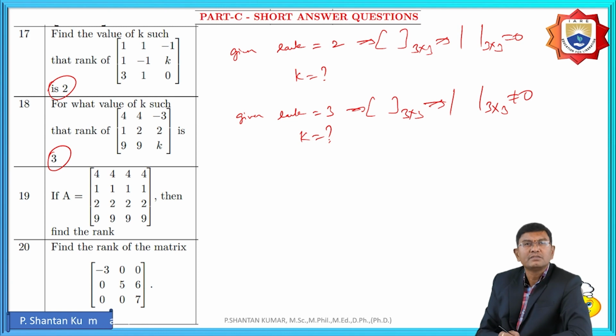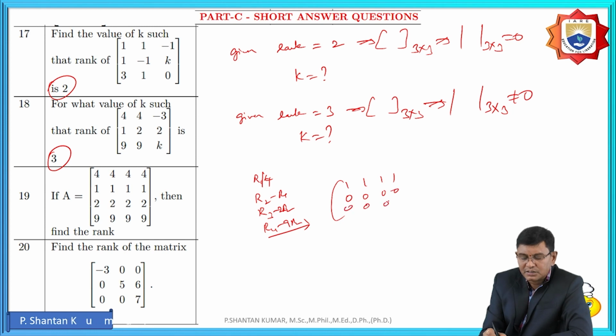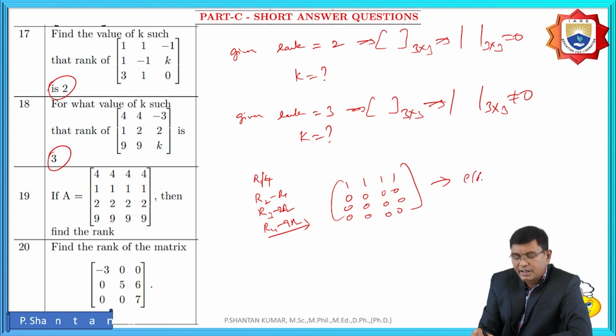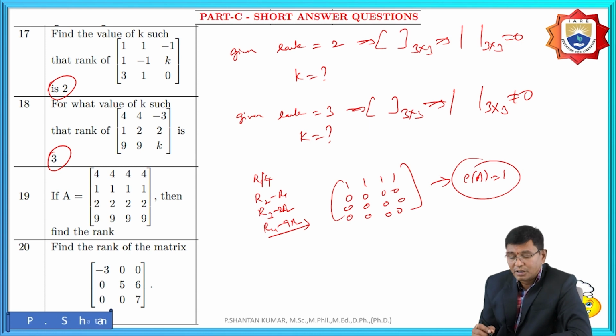And here also, while observing this matrix, it is a 4 by 4. We apply R1 minus R1 divided by 4, R2 minus R1, R3 minus 2R2, and R4 minus 9R2. Finally the matrix is reduced to 1 1 1 1 and rows of all zeros. Therefore the rank of A is 1, because there is only one non-zero row.